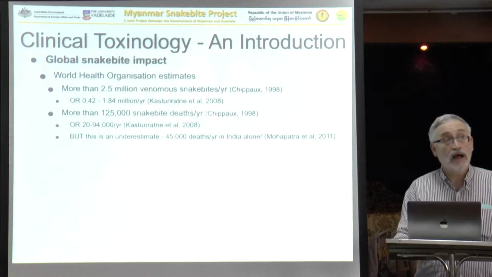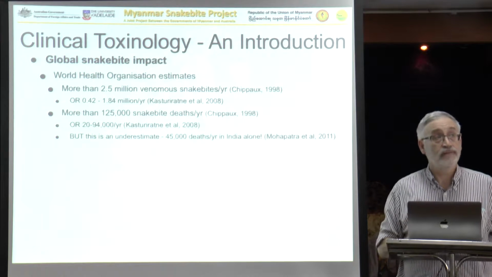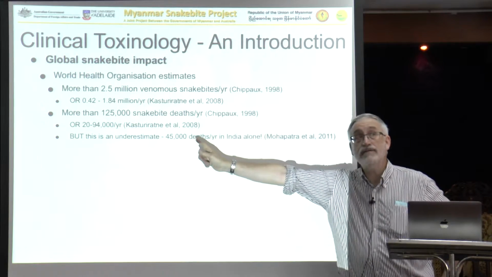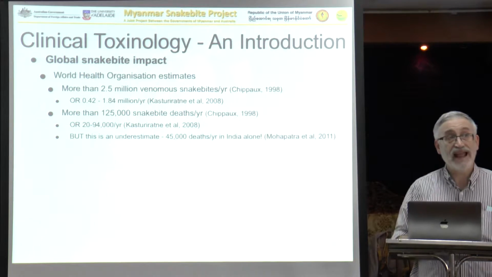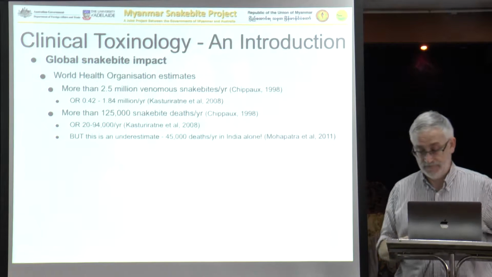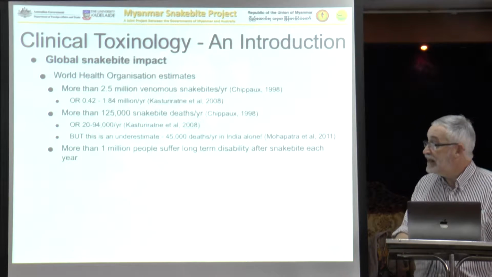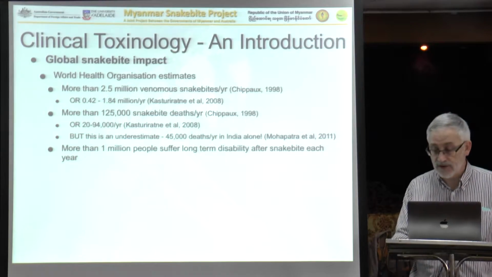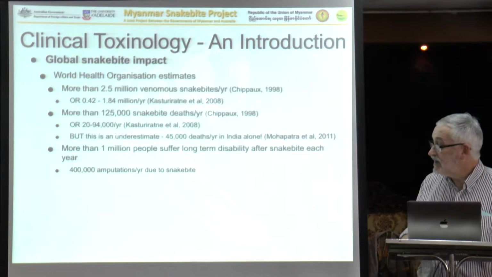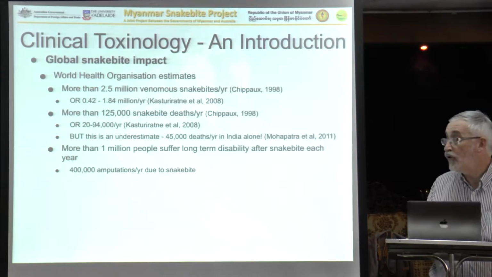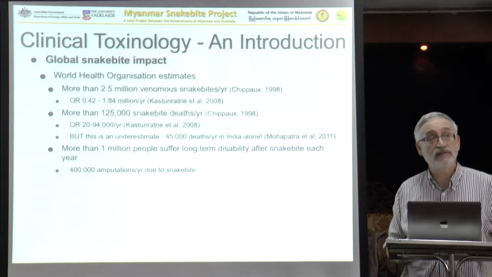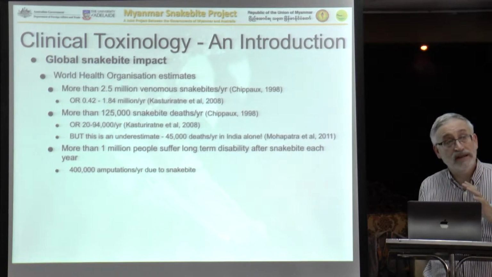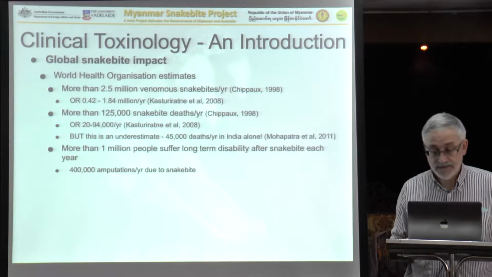We know that in India alone, we have reliable data from India now. There are at least 45,000 people dying from snakebite every single year. More than 1 million people worldwide suffer long-term disability as a result of snakebite. WHO estimates there are around 400,000 patients receiving amputations, from as small as the tip of a finger to as large as a whole leg or arm, as a result of snakebite.